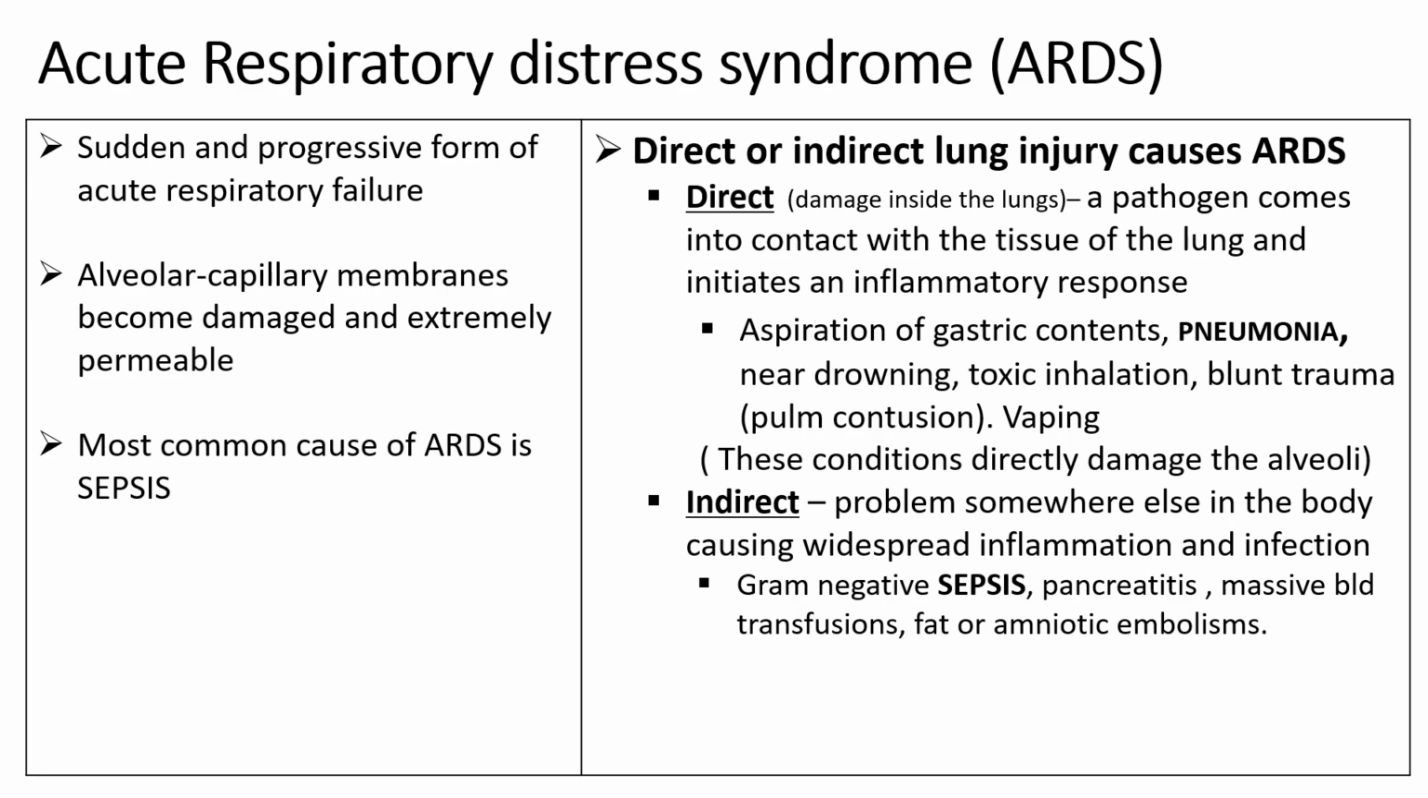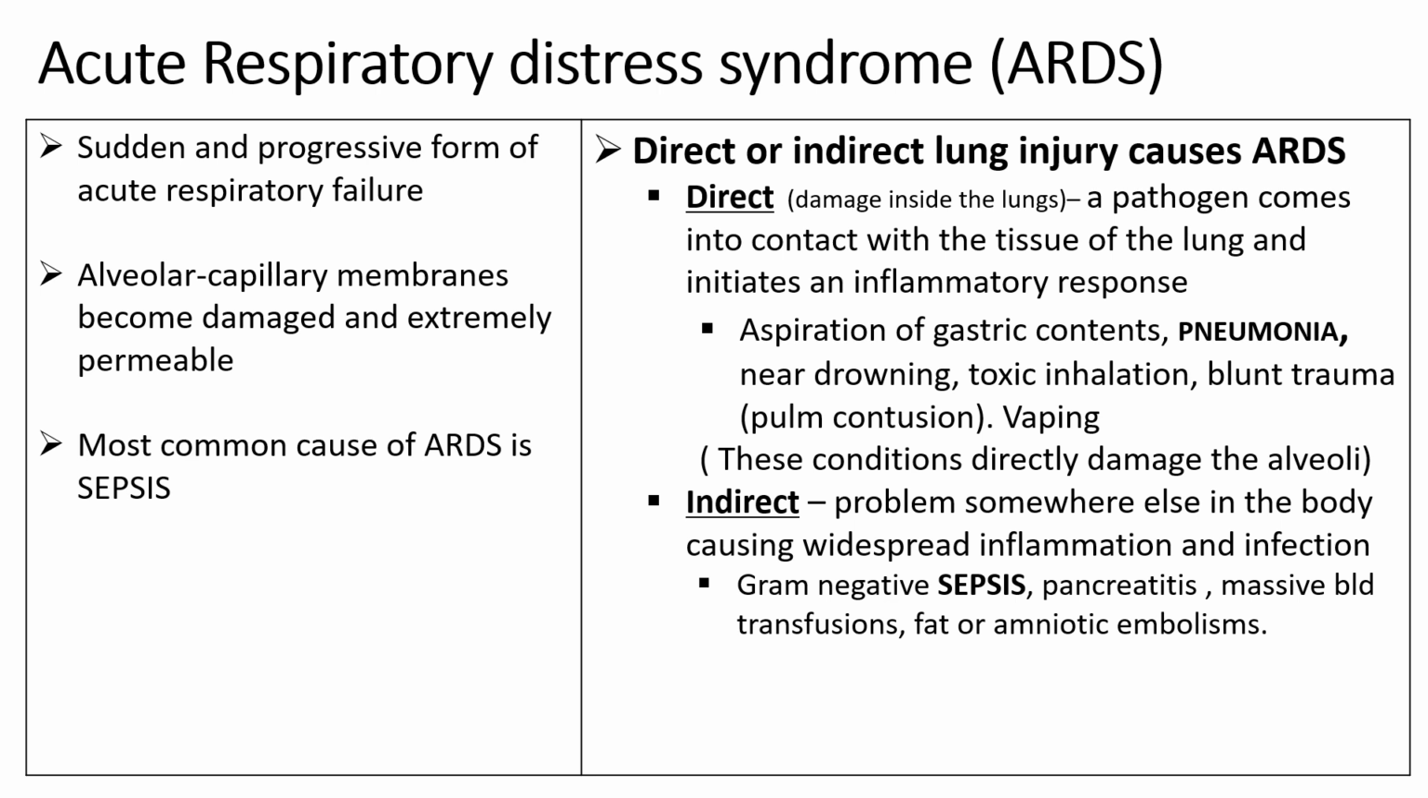Let's look at the causes of ARDS. There are two main pathways: direct lung injury and indirect systemic injury. Direct injury means that something comes into the lungs and physically harms the alveoli themselves. This can happen from aspiration of gastric contents, because the stomach acid causes chemical burns in the lungs, causing injury.